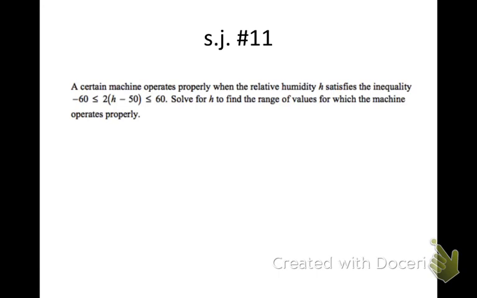Moving on to the word problem. A certain machine operates properly when the relative humidity satisfies this inequality. So we are given the inequality and we're looking for the range of values. So this is the and inequality. So I'm going to start by going ahead and writing the inequality down here. So negative 60 less than or equal to 2 times h minus 50. And I love it when they don't have it already distributed.